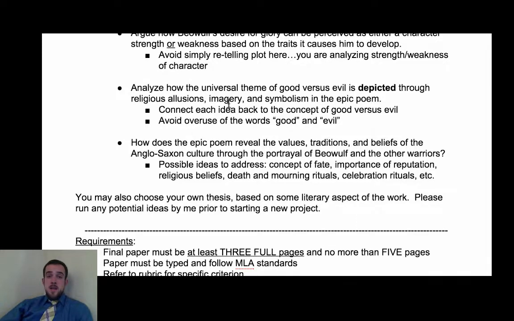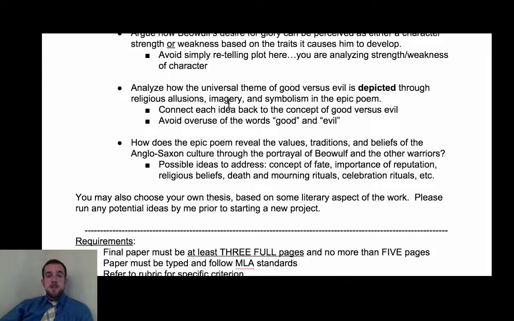Think about those things. The final one: how does the epic poem reveal the values, traditions, and beliefs of the Anglo-Saxons through the portrayal of Beowulf and other warriors? So you need to show how this poem shows the values, traditions, and beliefs of the Anglo-Saxons. Those are your 3 paragraphs. Now, you might be thinking, what's the difference between a value, a tradition, and a belief? Well, here's my explanation, and you can take it or leave it.